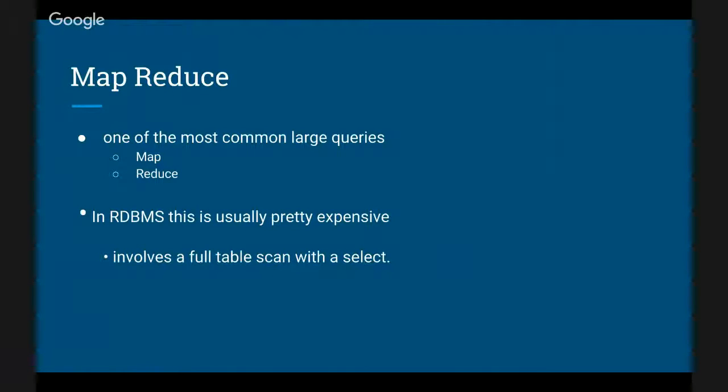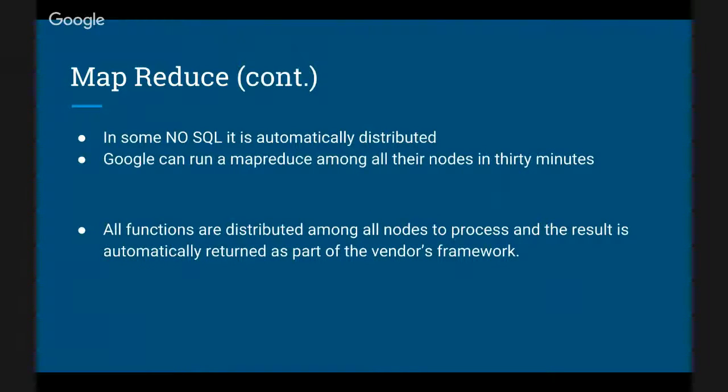MapReduce is one of the most common large queries. In RDBMS, this is usually pretty expensive. It involves a full table scan with a select. In some NoSQL, it is automatically distributed. Google can run a MapReduce among all their nodes in 30 minutes. All functions are distributed among all nodes to process, and the result is automatically returned as part of the vendor's framework.